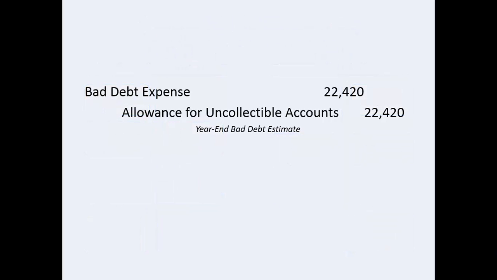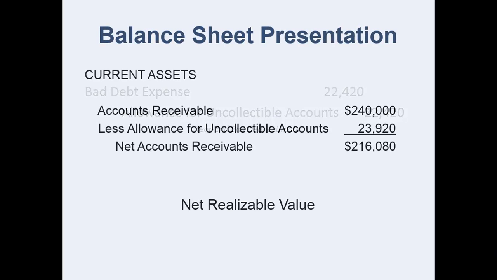Here is your journal entry at the end of the year. You're recording bad debt expense in the same accounting period as the sales occurred that you think eventually may be uncollectible. That's why it follows the matching principle. And here's your balance sheet presentation. Accounts receivable less that allowance using the aging method, 23,920, to give you a net accounts receivable, or your net realizable value, of $216,080.